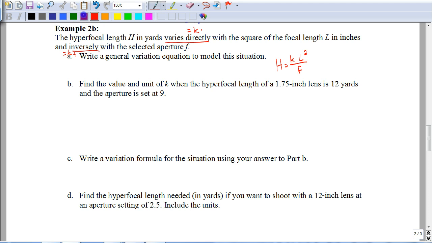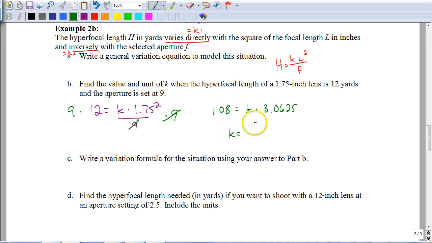So now we want to find out what k is, so we're going to plug these numbers in. It would be 12 equals k times 1.75 squared divided by your aperture, which is set to 9. What I can do is multiply both sides by 9 just to make things go a little quicker. So now I get 108 on the left equals k times, and 1.75 when I square it is 3.0625. Divide both sides by 3.0625 gives me a value of k of approximately 35.3.